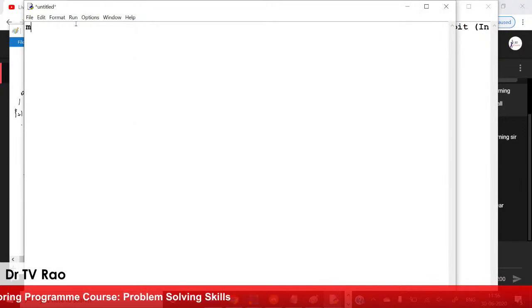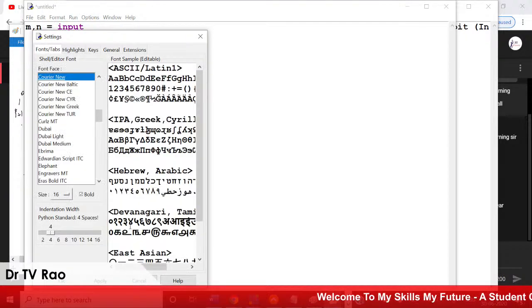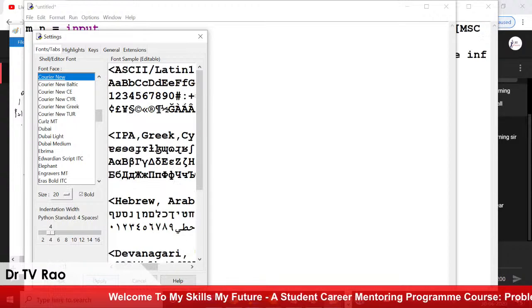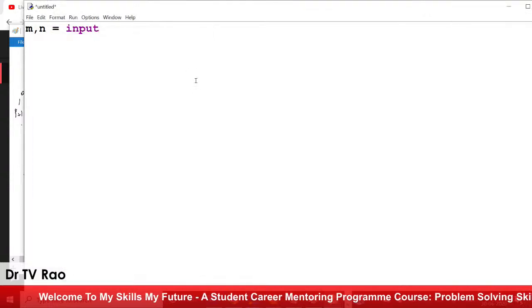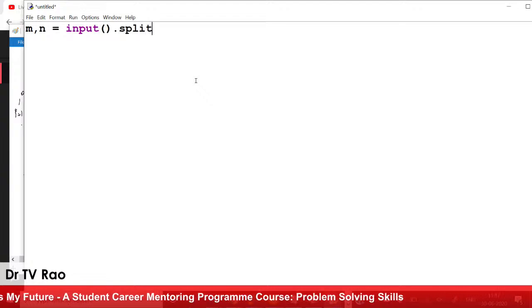Let us read number of rows and number of columns, say space separated values.